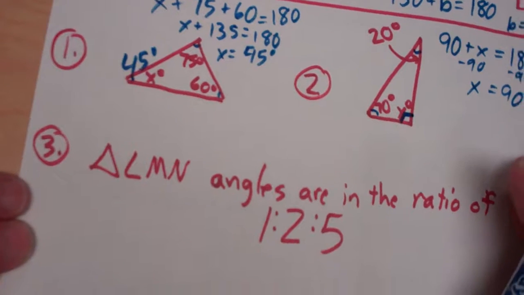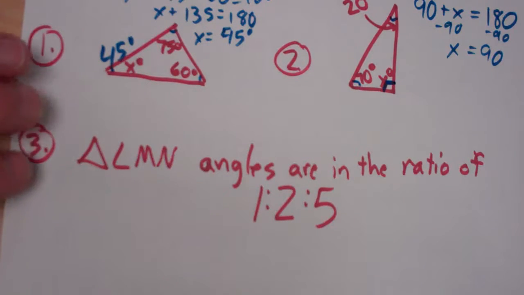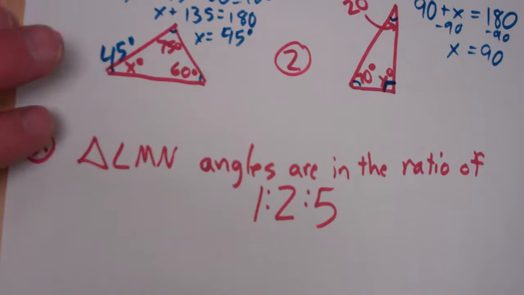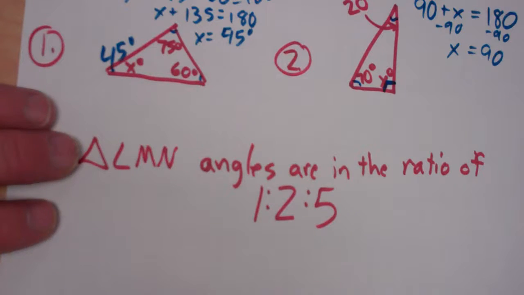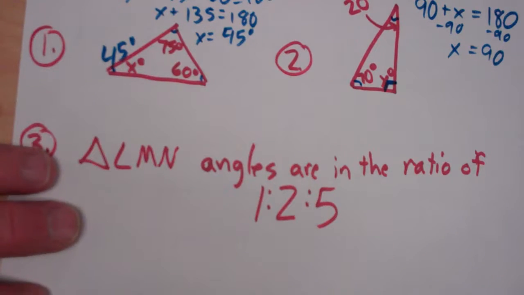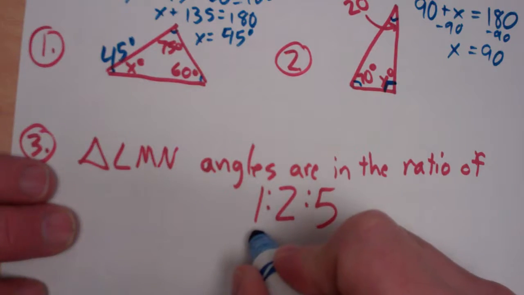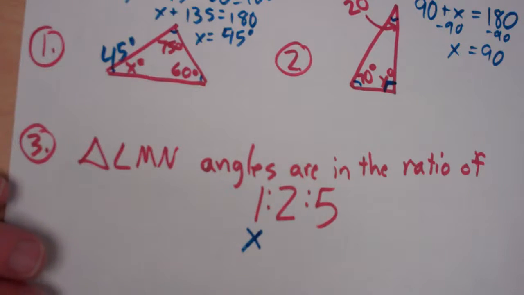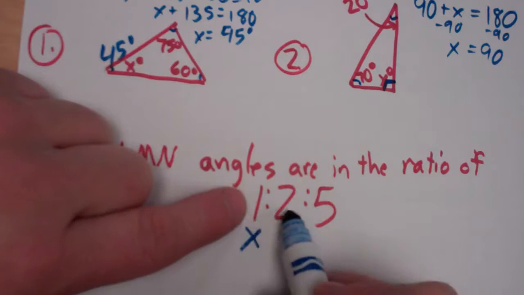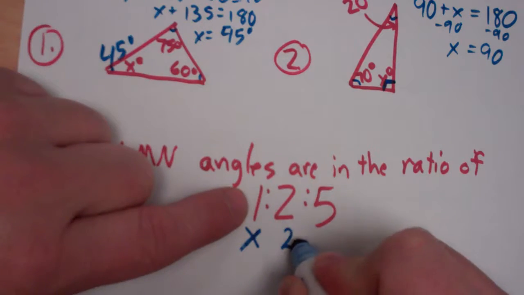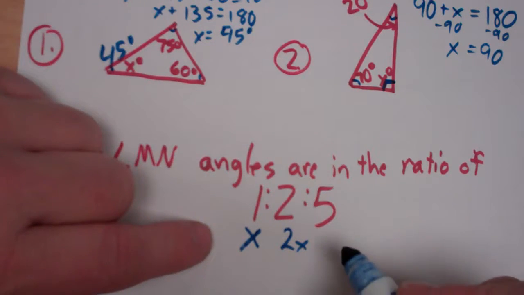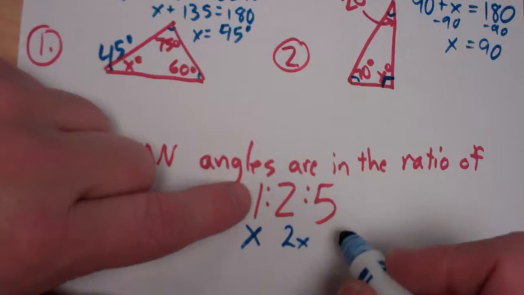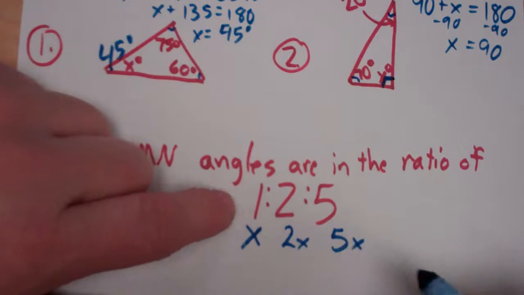All right, last one. Angle LMN, the angles are in the ratio of 1 to 2 to 5. Well, that doesn't seem to help us very much. The ratio is 1 to 2 to 5. Okay, well, I don't know what it is, but if I have a ratio, I'm going to call 1 x. That's an unknown. Well, if this is x and this is a ratio of 1 to 2, then this must be 2x. And if this is a ratio of 1 to 5, well, then that's going to be 5x.